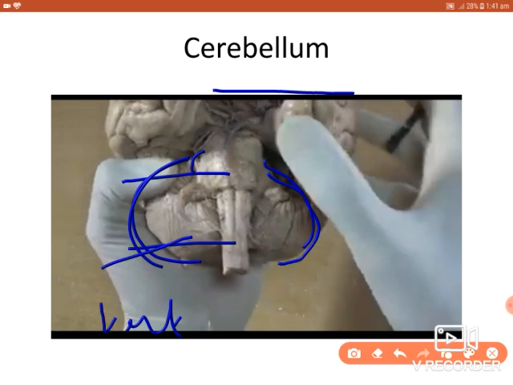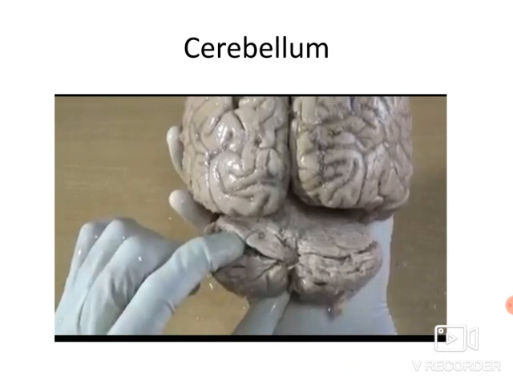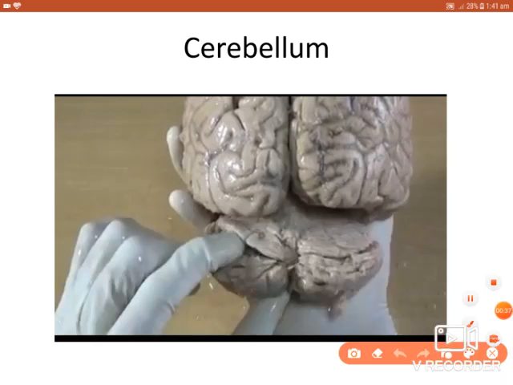There is a notch anteriorly in the cerebellum which lodges the brainstem. Above this pons there is the midbrain. This is the temporal lobe of the cerebrum. Then here this is the posterior view of the cerebellum, the posterior or dorsal view.